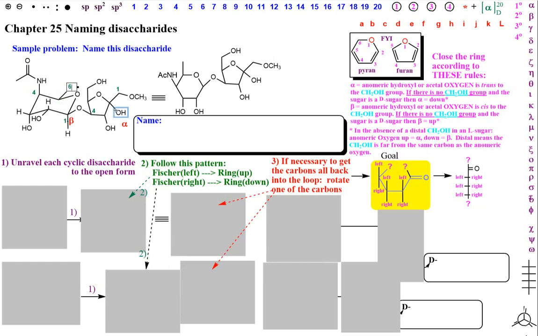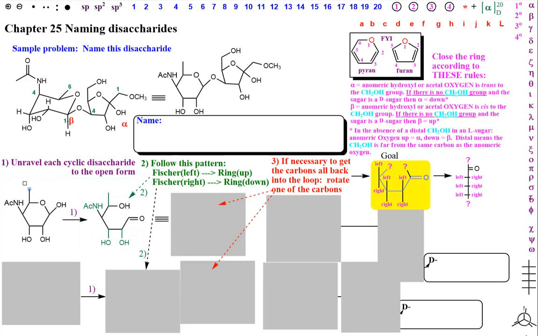And let's get busy. What's our first step? First step is to unravel each disaccharide to the open form. That is just a fancy way of saying break the bond that made the cyclic acetal or hemiacetal. In this case, we're going to break this bond to get this result. Nope, that's the original. This result right here. I broke this bond to get here.